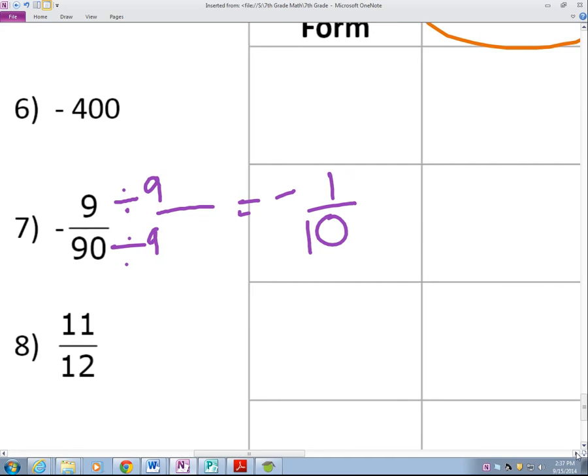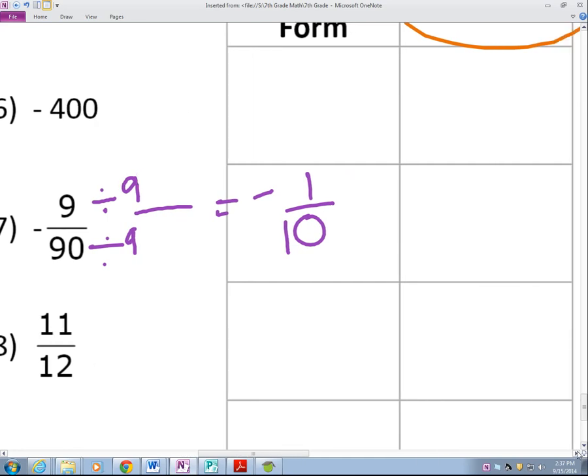And what is that? Is it a whole number? No. Is it a whole number or its opposite? No, so it's not an integer. What is it? Rational.